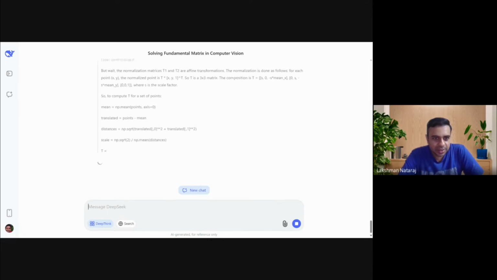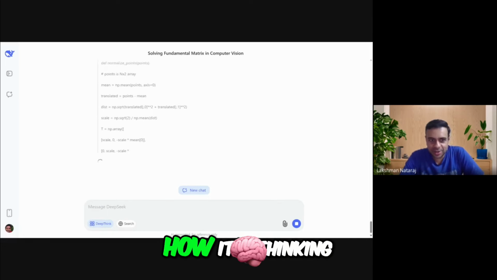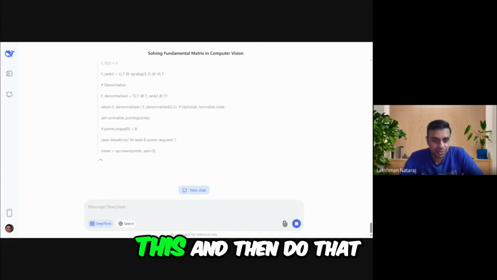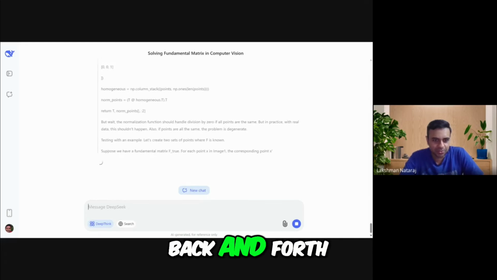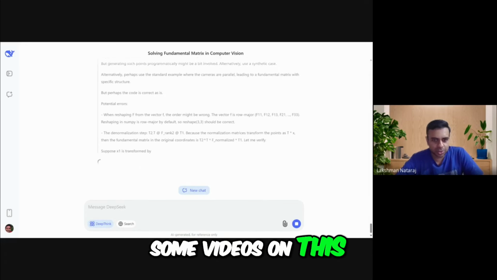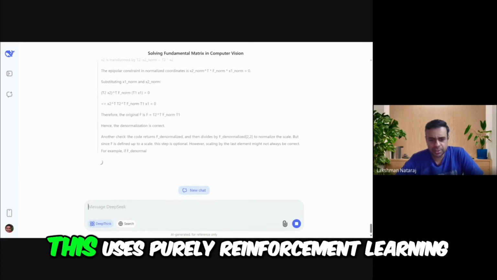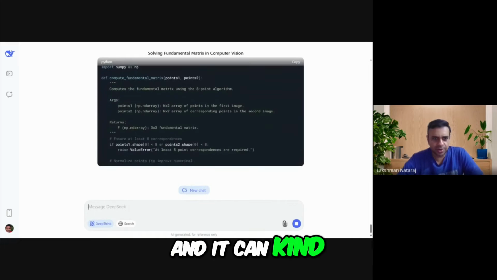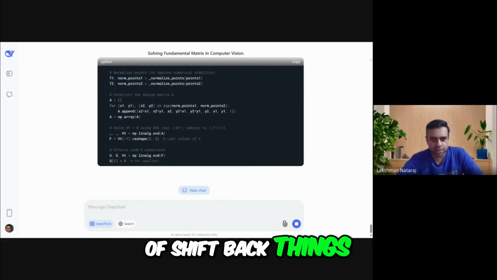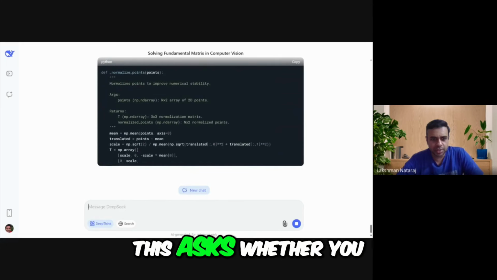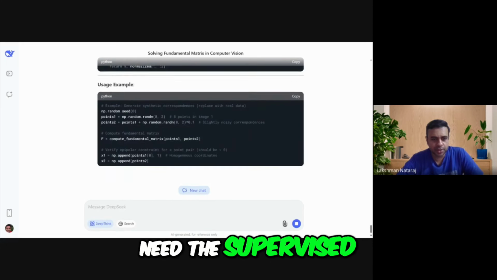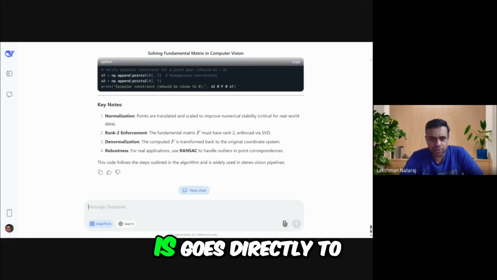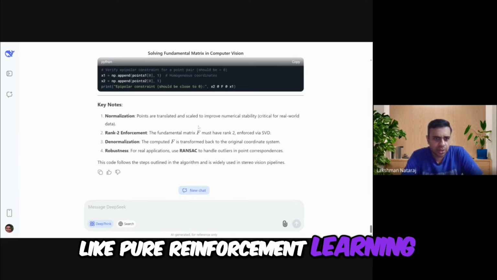And what's nice is I can see how it's thinking. So if I go back to it, it says, but wait, you have to do this and then do that. So it's constantly going back and forth. I was watching some videos on this, and people are saying that this uses purely reinforcement learning, which can shift things a bit, wherein you don't need the supervised RLHF. Instead of that, this goes directly to pure reinforcement learning.